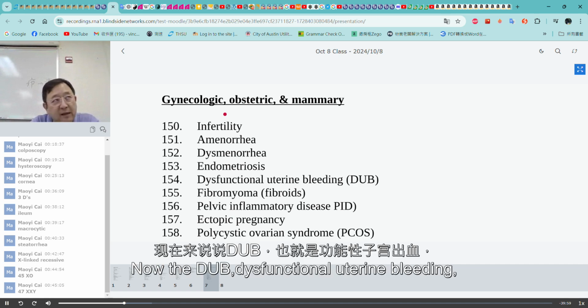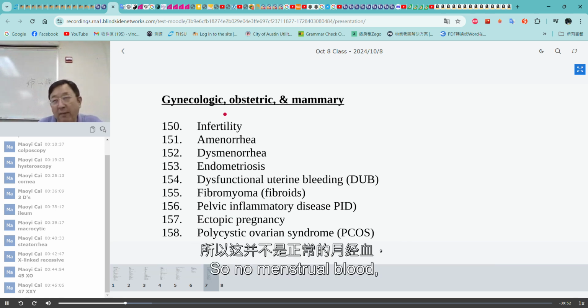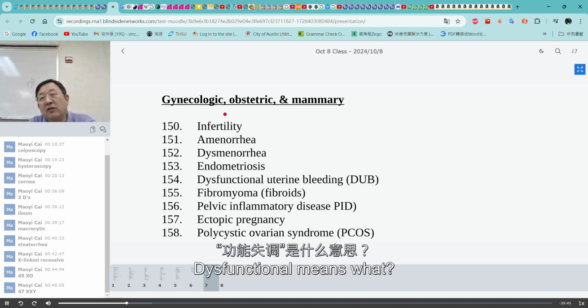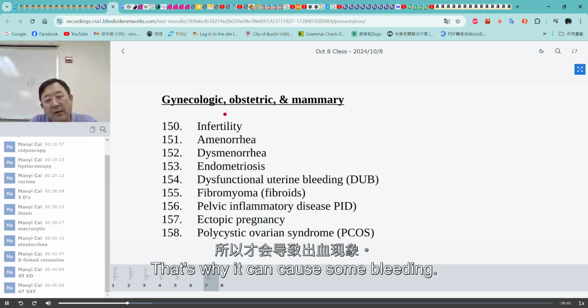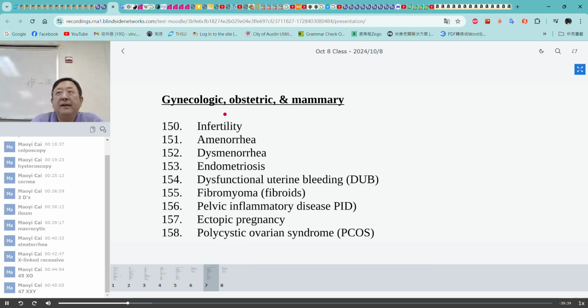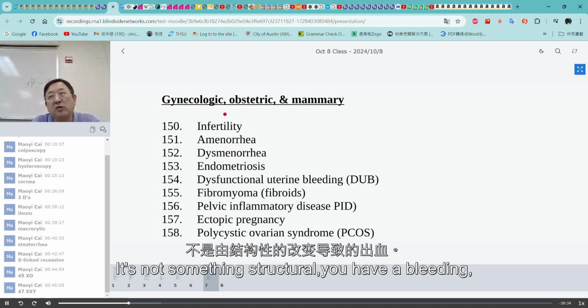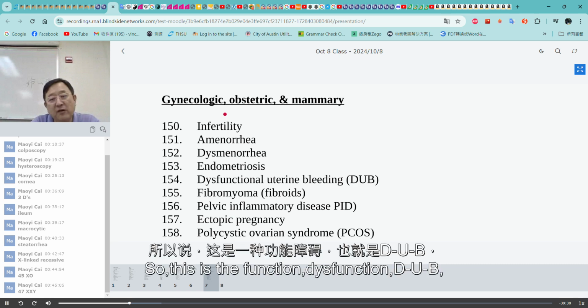Now, DUB, dysfunctional uterine bleeding, is just the uterus bleeding beyond the menstrual cycle. So not menstrual blood, but irregular bleeding in between the two periods. That's called dysfunctional. Dysfunctional means what? It means there's a hormone imbalance, and that's why it can cause some bleeding in between. So it's totally a functional condition. It's not something structural. So this is the dysfunctional, DUB.